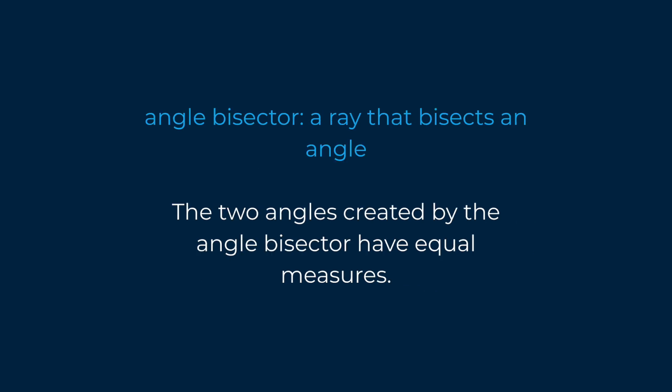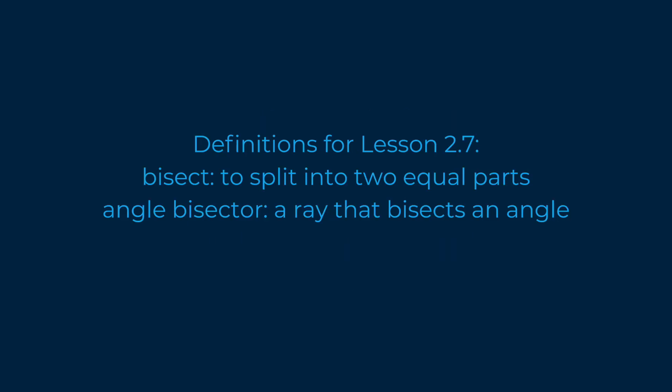An angle bisector is the same thing as a midpoint on a line segment. An angle bisector is a ray that bisects an angle. So if you have an angle measure of an angle, the angle bisector is a ray that splits the angle into two equal angles that have the same measure. So the two angles created by the angle bisector have equal measures because it splits it perfectly in half. Those are the only definitions for lesson 2.7.